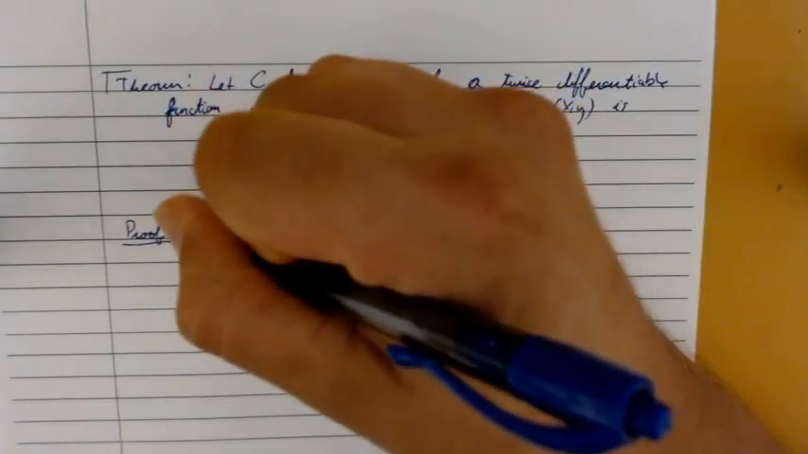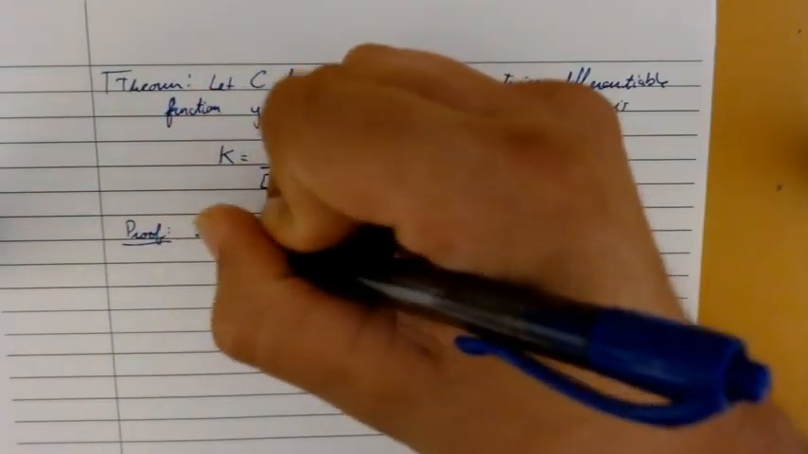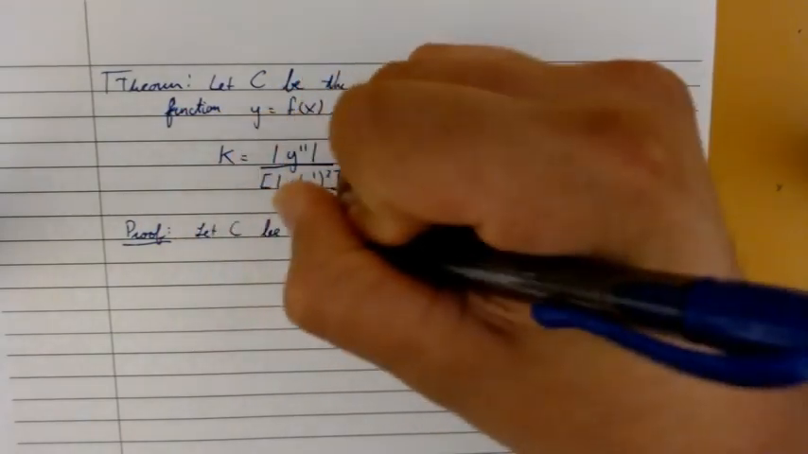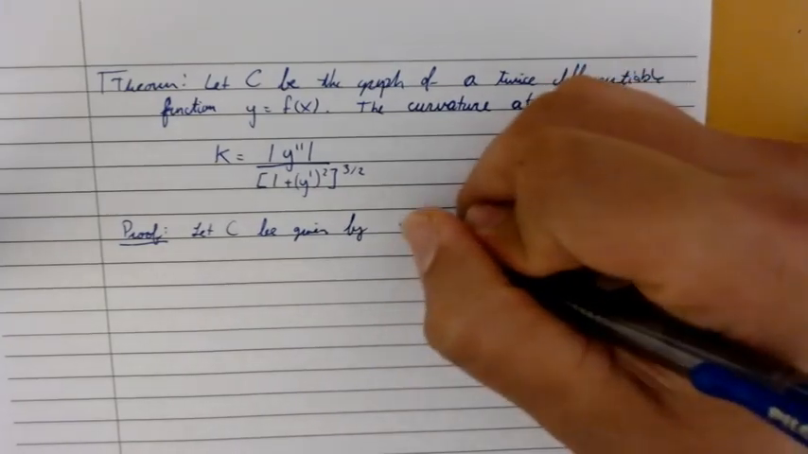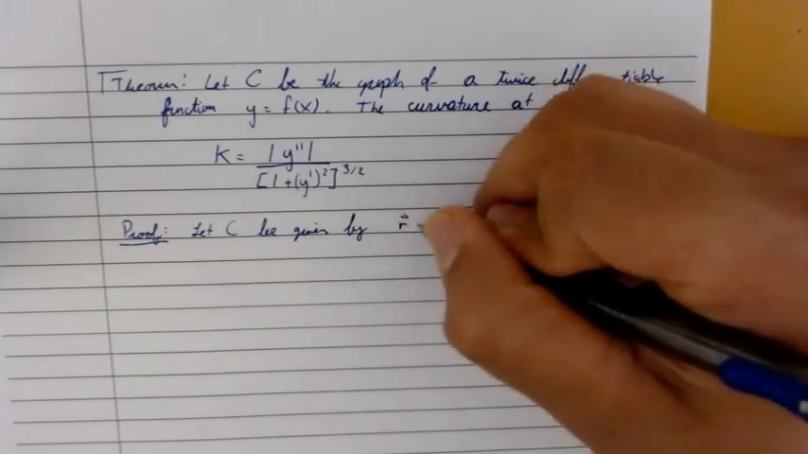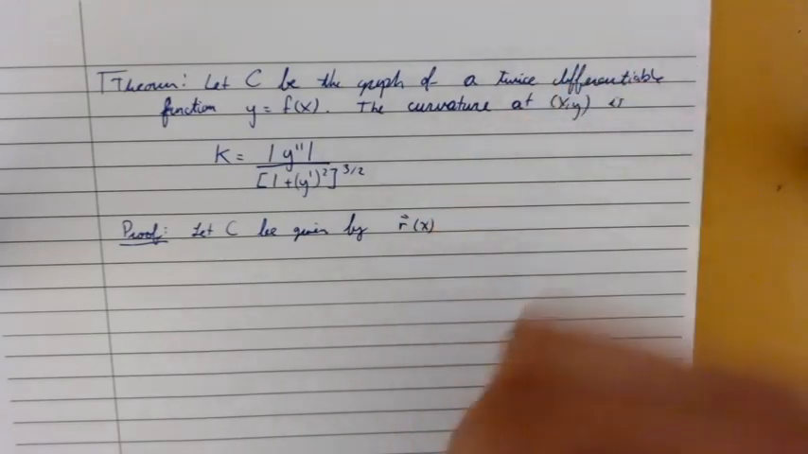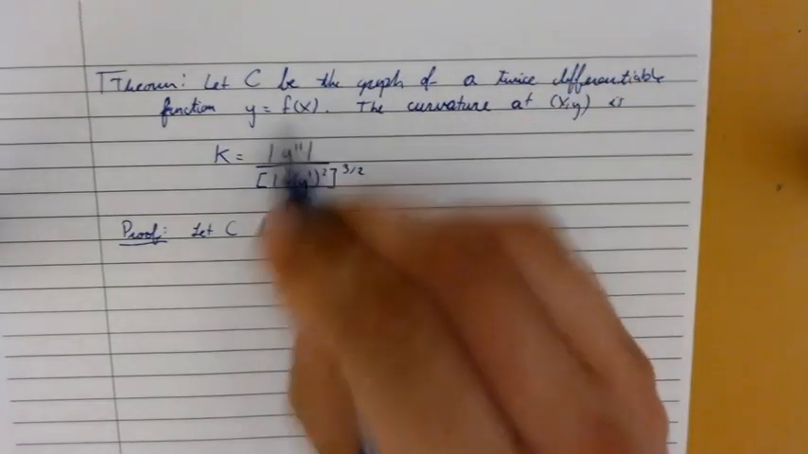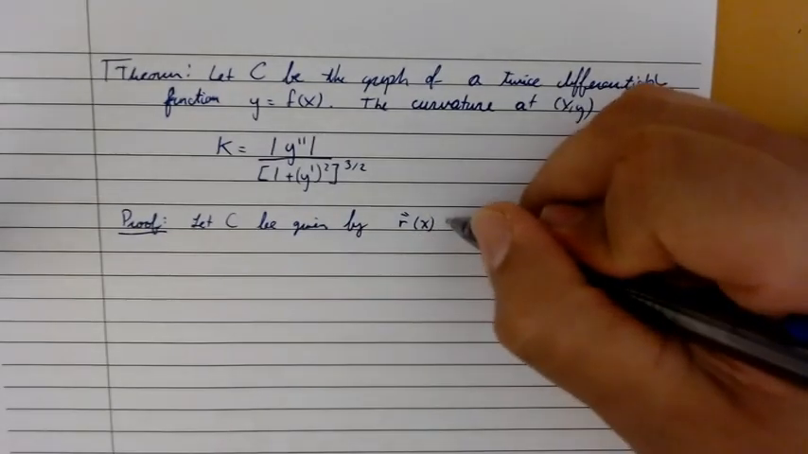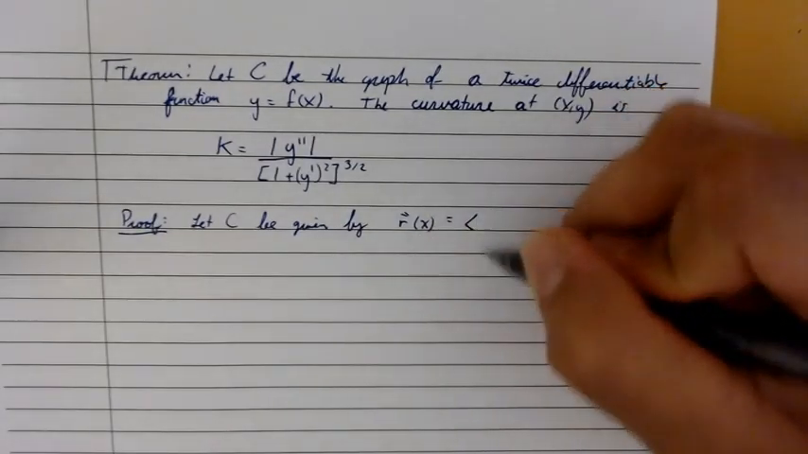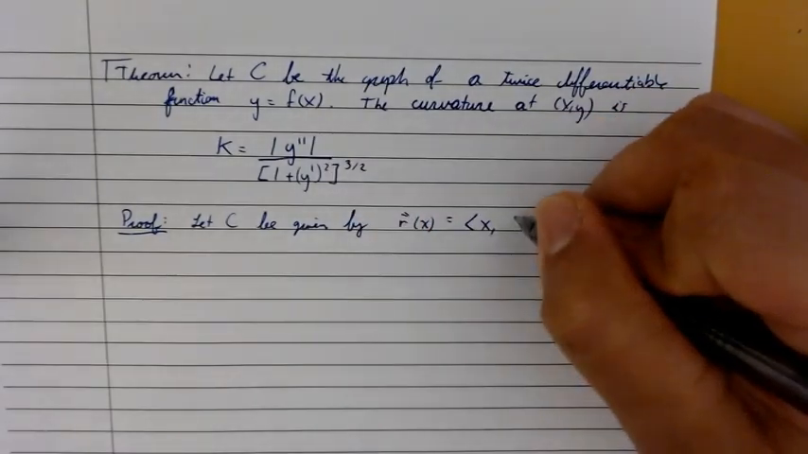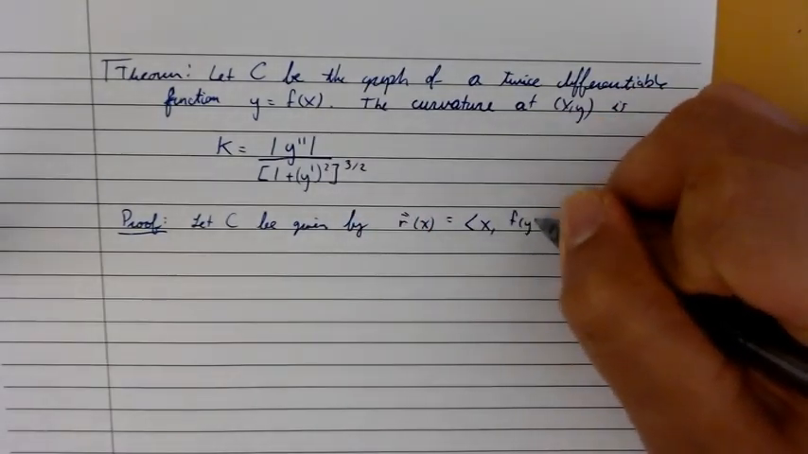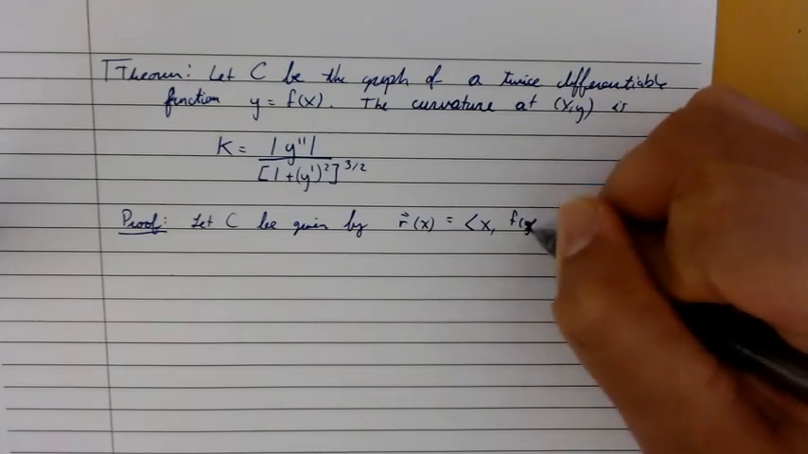So here, proof. Let's let C be given by a vector valued function of x. Right? Here we want things to depend on x, not on some other parameter. And here we're going to give that as being, the first component is x. The second component is f of x. We want it to be that y value, and y equals f of x.